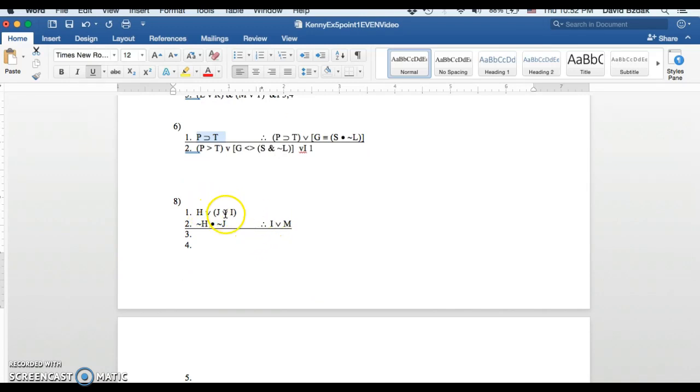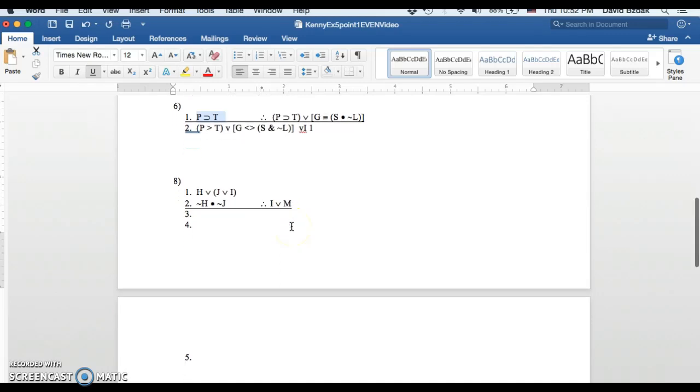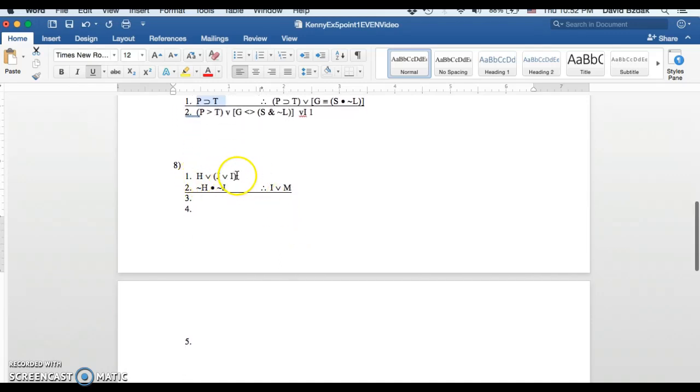Okay, number 8, we've got two premises, disjunction, conjunction, and we want to get this disjunction for our conclusion. We can't do anything with this as far as eliminating the disjunction until we have the negation of one of the disjuncts, which we don't have yet. Although you can see not H is here in this conjunction. But you can't do the disjunction elimination until you have not H by itself. Okay? And we can get not H by itself by conjunction elimination of 2. Because this is a conjunction, and conjunction elimination says we can get either conjunct by itself.